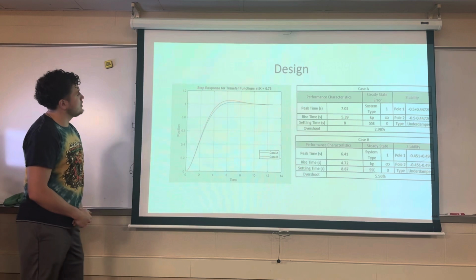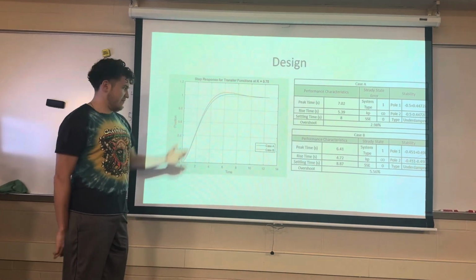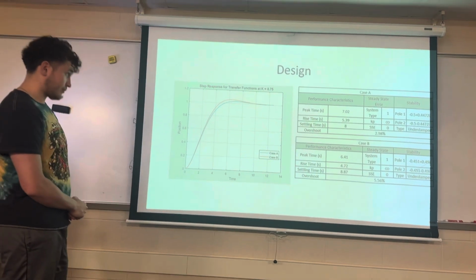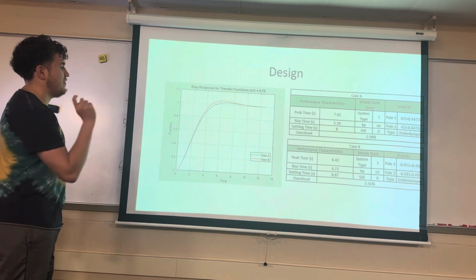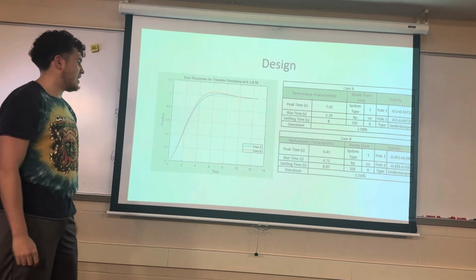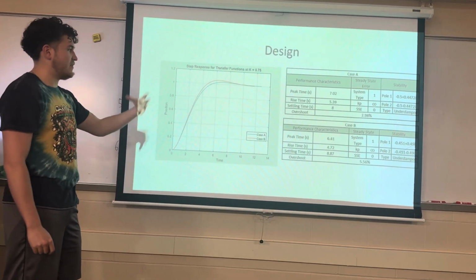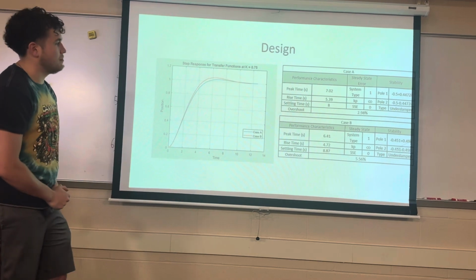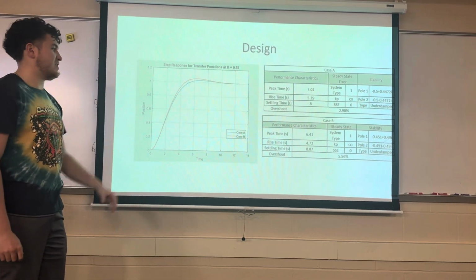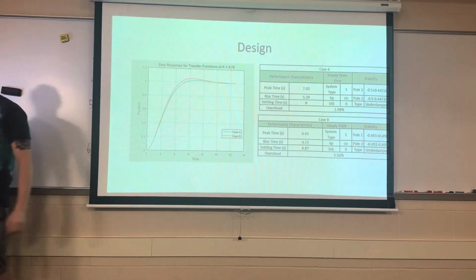So design. This is our case A and case B model right here. As we can see, our case B has the higher overshoot. Our case A has a slower peak time, and our case B has a faster rise time, but the settling time for case A is faster than case B. And then we can see our poles and zeros and our overshoot percentage. We can see that, of course, our overshoot is larger for case B.